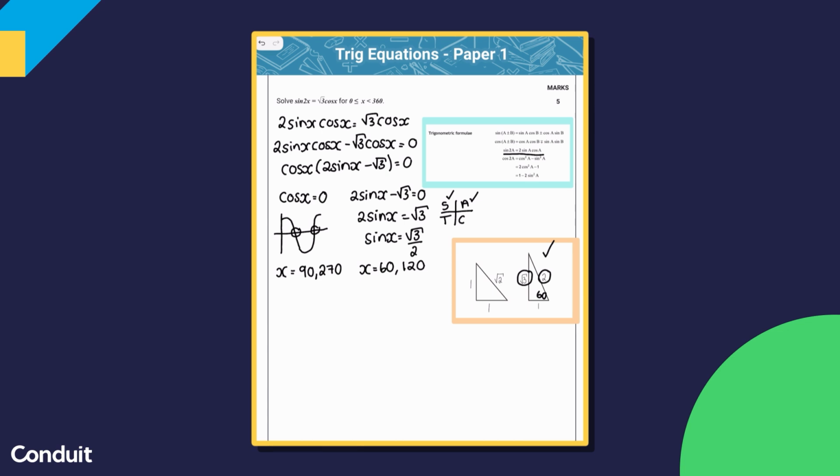So my final answer, I'm going to summarise it. x equals 60 degrees, 90 degrees, 120 degrees, and 270 degrees. And that is my final answer. Quick exam tip, make sure you follow a clear structure. Use an identity, rearrange to 0, factorise, then solve each part. Always make sure your answers lie within the interval given.